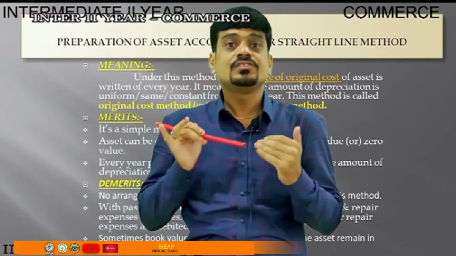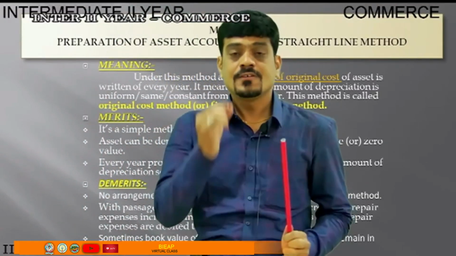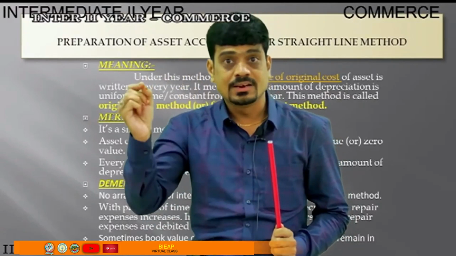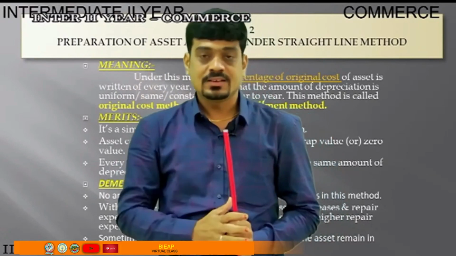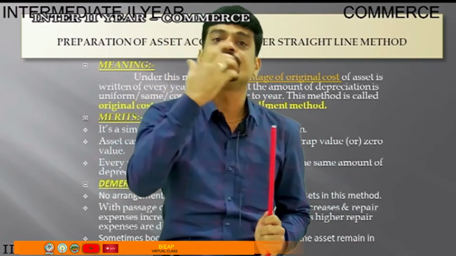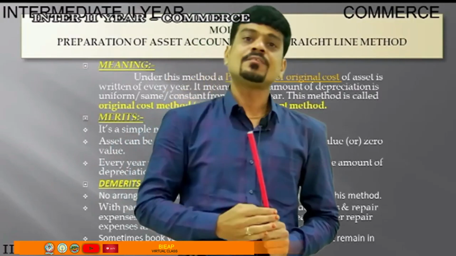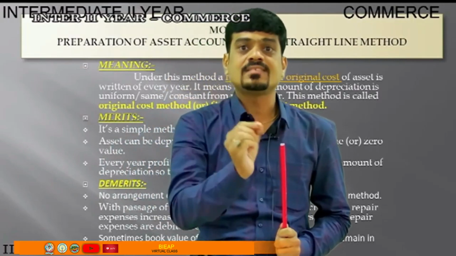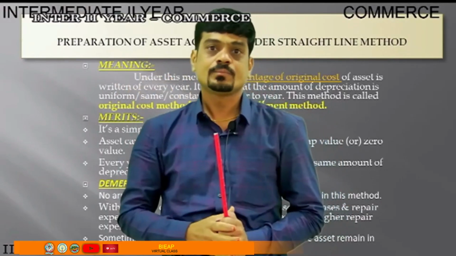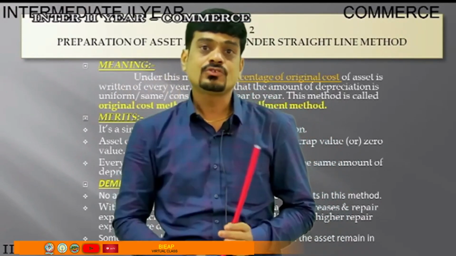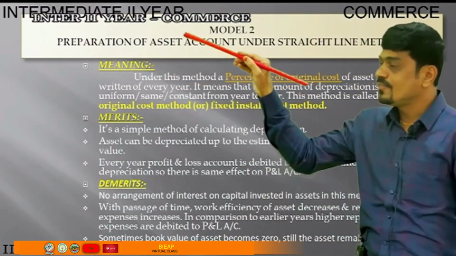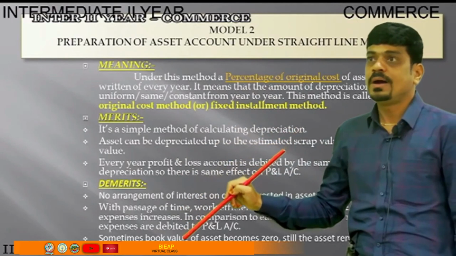This method is known by different names. Fixed installment method, straight line method, original cost method. These are the 3 basic names which are given for the method. But apart from that, it is also called sum of equal installments method. So just have a glance for a while on the theory part.